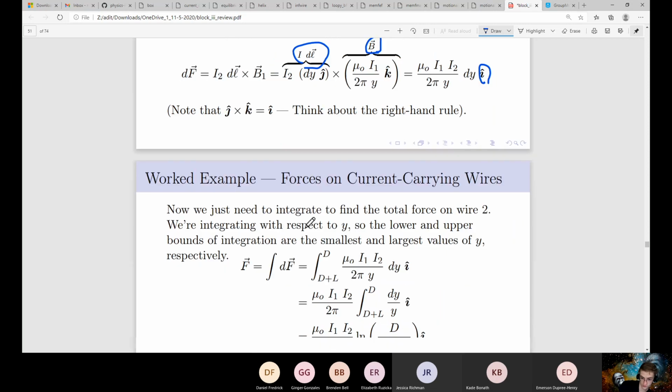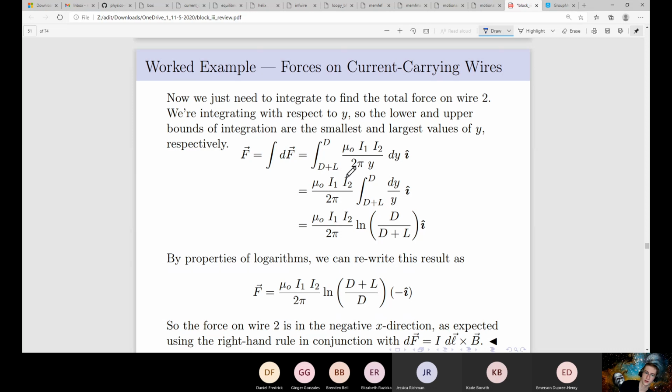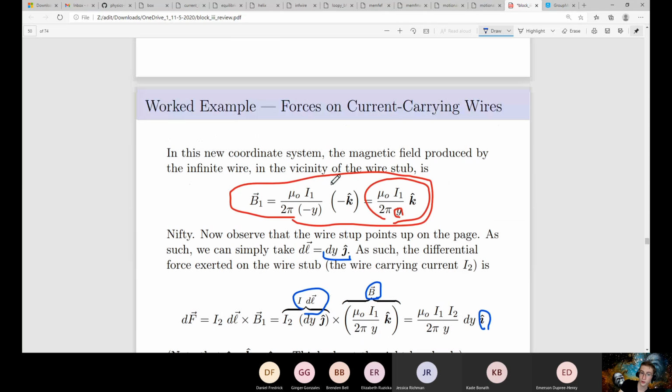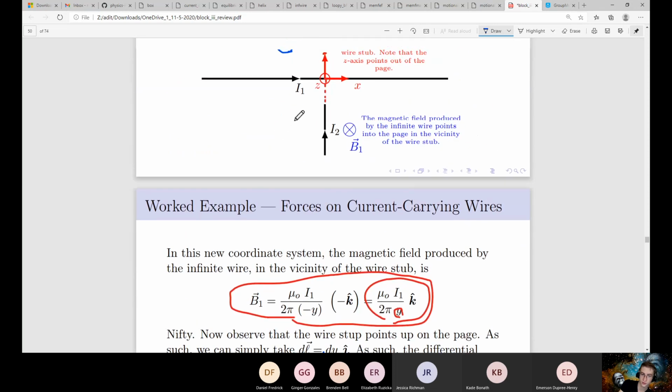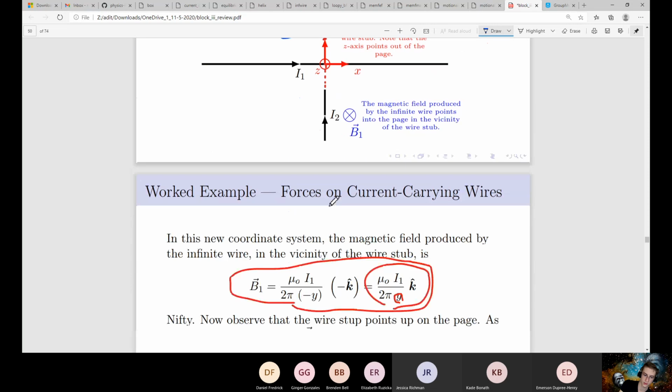That gave us the differential force, but we don't want the total force. So we have to integrate to find the total force. We're integrating with respect to y. And as always, in physics in general, if we're integrating with respect to y, we want our bounds of integration to inherit the smallest and largest values of y respectively. Our y values start way at the bottom here at negative d plus l, and they move up to just d.